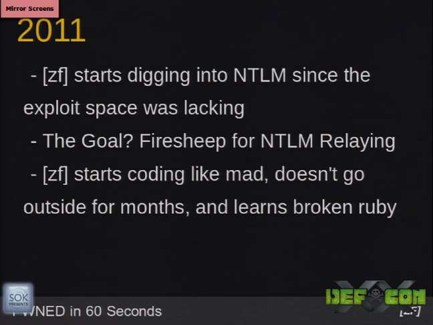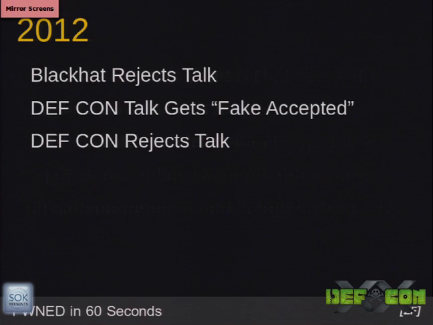We're getting there. So basically I started working on a lot of proofs of concept to see to what extent NTLM relaying is supported across multiple protocols. Like I said, a lot of people talked about it in theory, but no one actually implemented it. So the goal, like I said, is Firesheep for NTLM. I decided to start learning Ruby because I was going to originally integrate it into Metasploit, and that didn't happen, but it stayed Ruby.